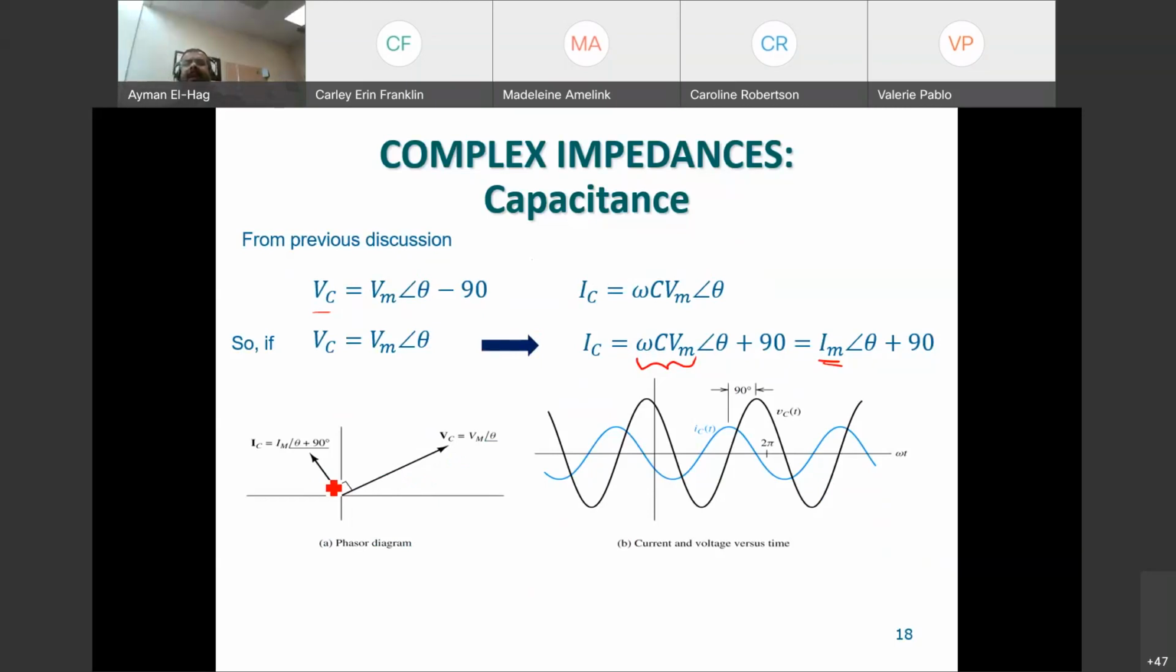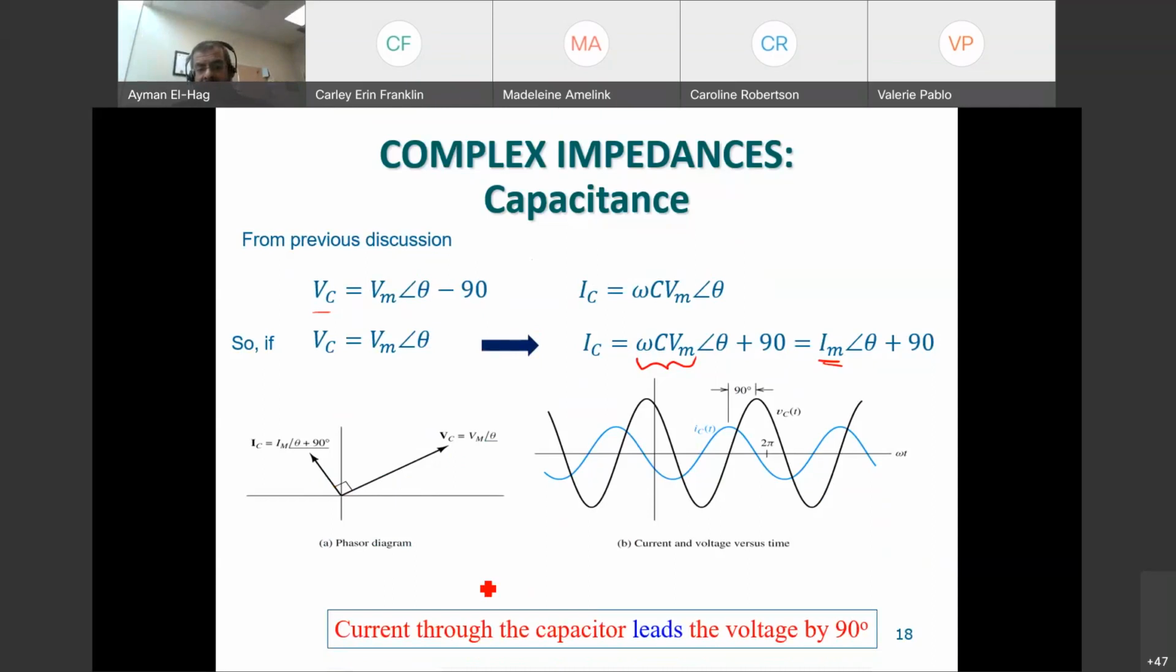And this is something very important in electrical engineering, and this will lead to many important phenomena, but we don't talk about them in this course. We talk about them in more advanced courses in electrical engineering. So in conclusion, the current through the capacitor leads the voltage by 90 degrees.